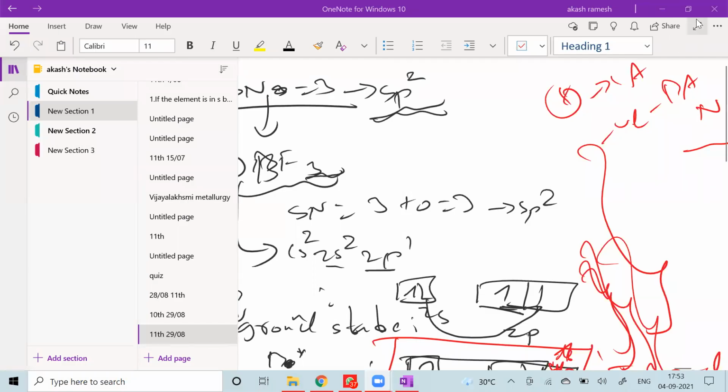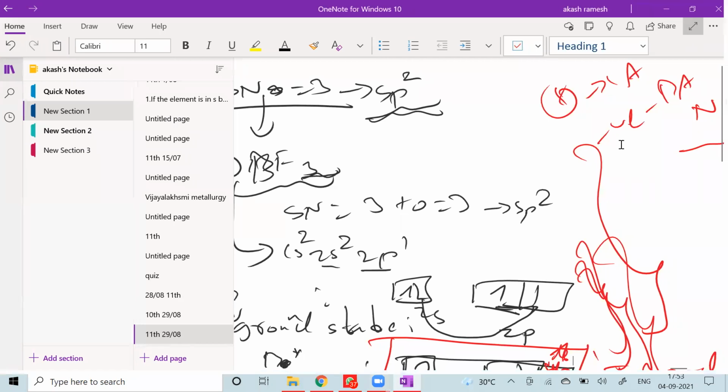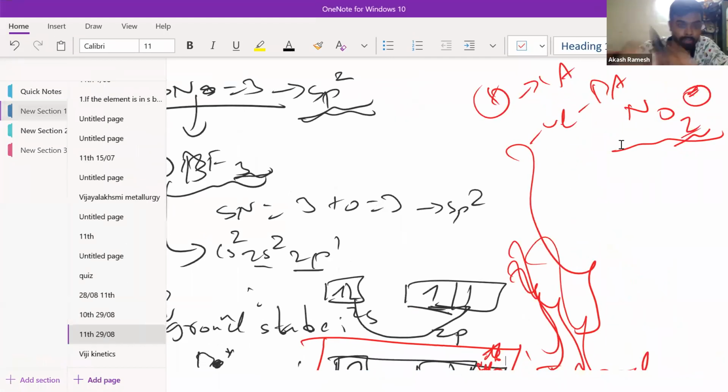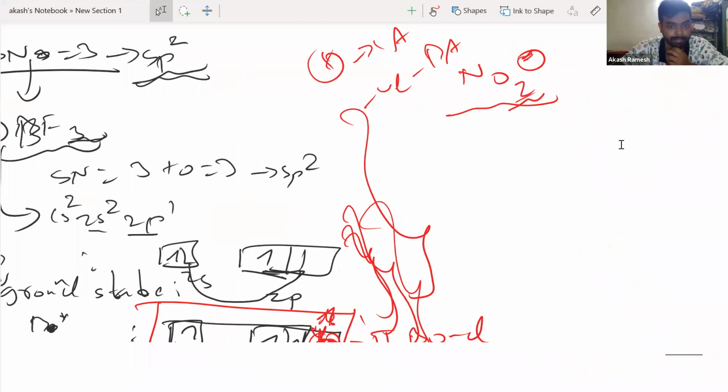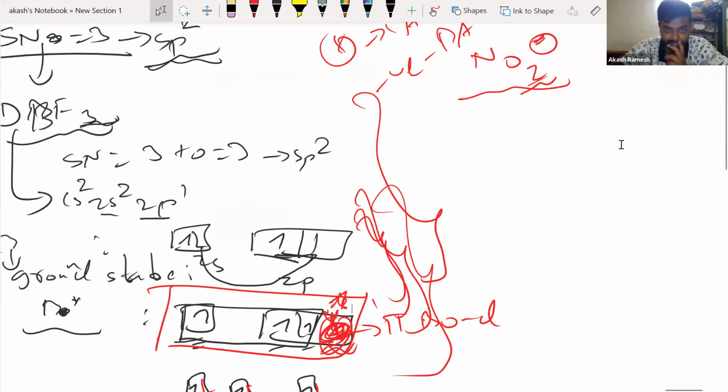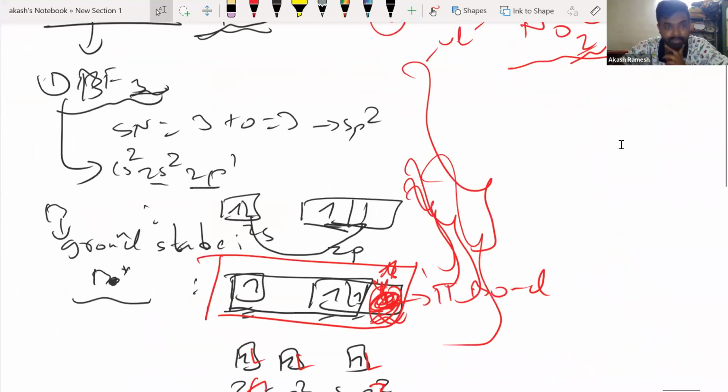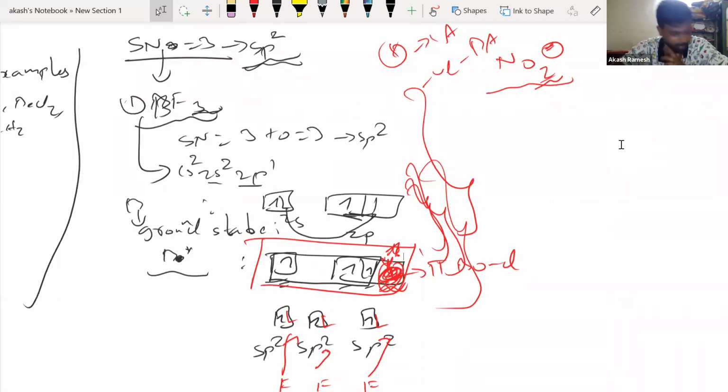Sir, could you show the hybridization diagram again? Yeah, maybe I'll make it small. This is exactly the diagram. Mine is a little shabby, but you make it clean.